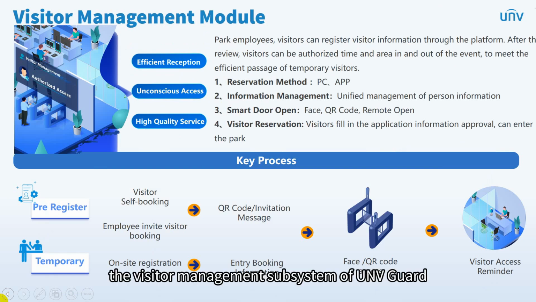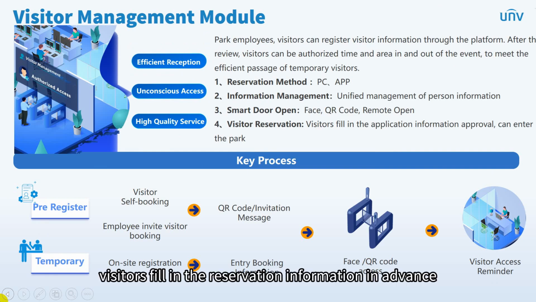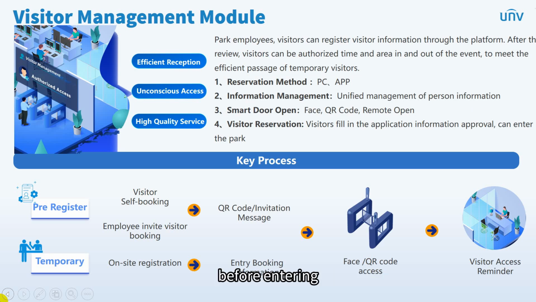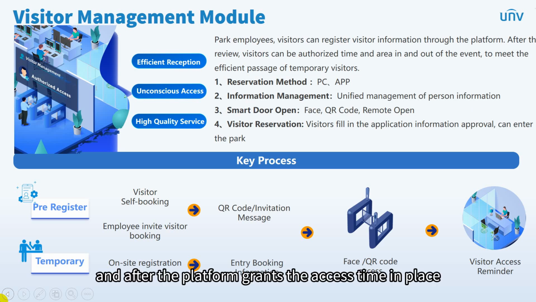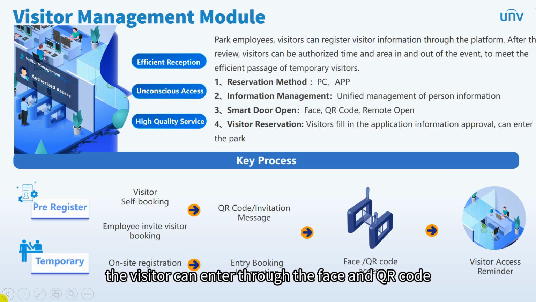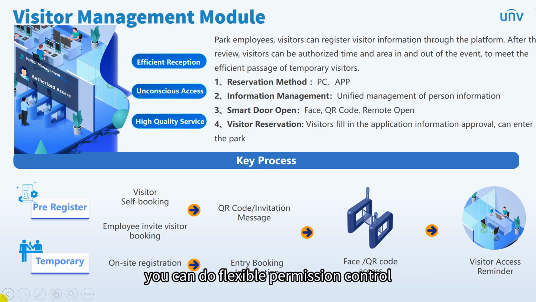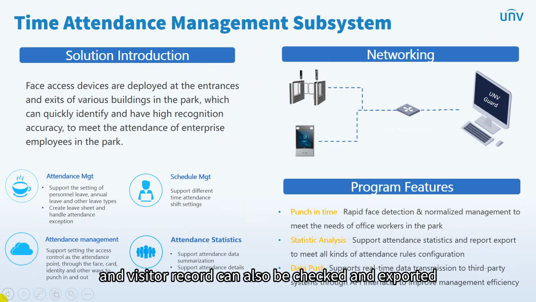The Visitor Management Subsystem of UNV Guard allows you to book and manage visitors on your PC or app. Visitors fill in the reservation information in advance before entering, and after the platform grants the access time and place, the visitor can enter through the face and QR code, and the administrator can also open the door remotely. You can do flexible permission control and real-time abnormal monitoring, and visitor records can also be checked and exported.